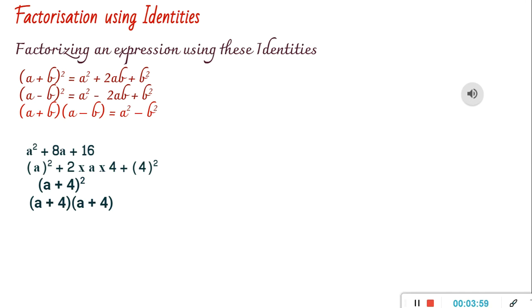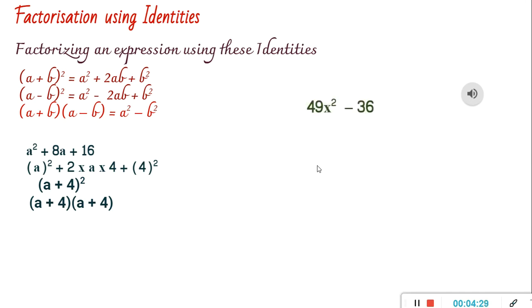So the first thing that you will be looking for is whether you have 2 perfect squares out of 3 terms or not. Only if that criterion is satisfied do you look for the second criterion, that the middle term should fit into the format of 2ab.